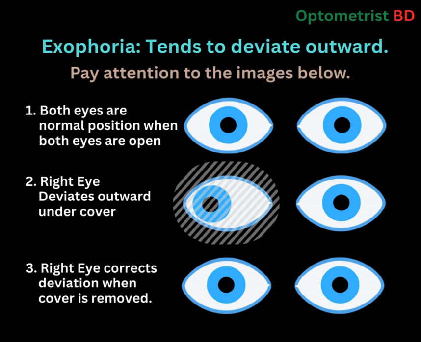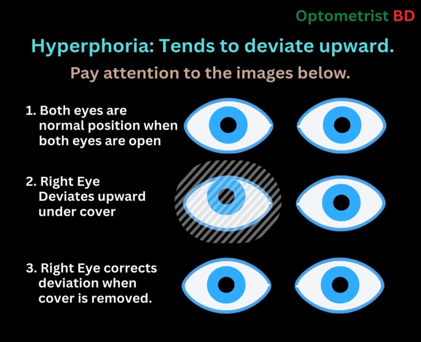Exophoria tends to deviate outward. Pay attention to the images below. 1. Both eyes are in normal position when both eyes are open. 2. Right eye deviates outward under cover. 3. Right eye corrects deviation when cover is removed.